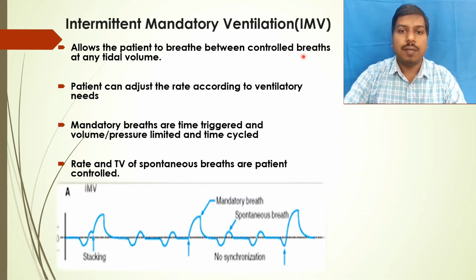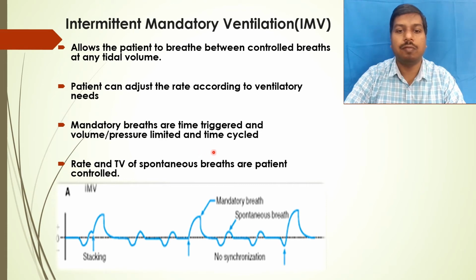Intermittent mandatory ventilation allows the patient to breathe between controlled breaths. And the controlled breath can be either a volume control or a pressure control. The patient can adjust the rate according to the ventilatory needs. And the mandatory breaths are actually time triggered, volume or pressure limited, and time cycled. The rate and tidal volume of spontaneous breaths are patient controlled only.